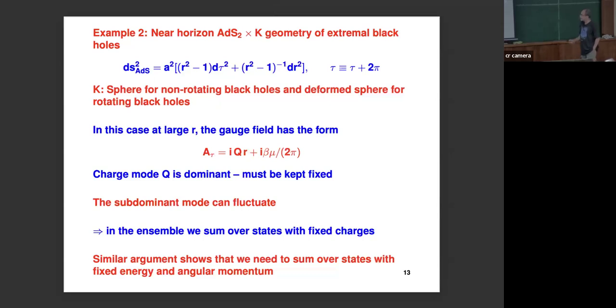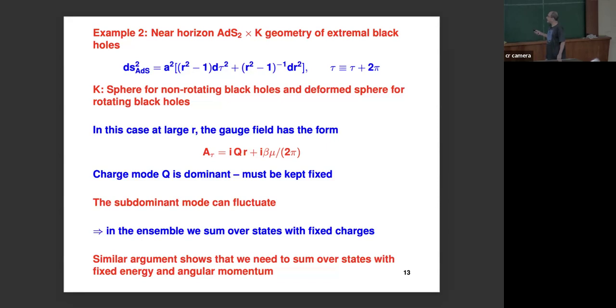Okay. So now I'll discuss the second example. Here we work in the near horizon geometry. This is for the extremal ones. So you work in the near horizon, AdS 2 times K, where K is some compact space. If you have a 4-dimensional black hole, then K is typically a sphere, or if it's a rotating black hole, K is a deformed sphere. In higher dimension, K is some version of sphere or deformed sphere.